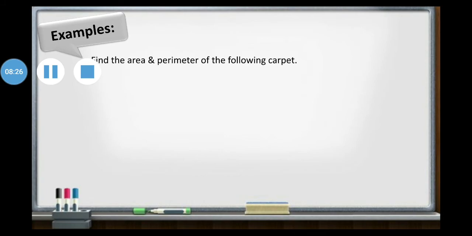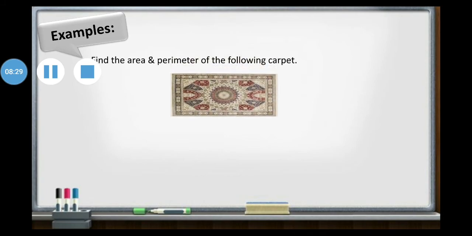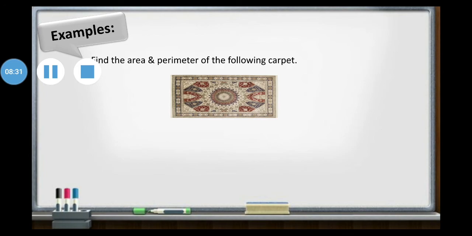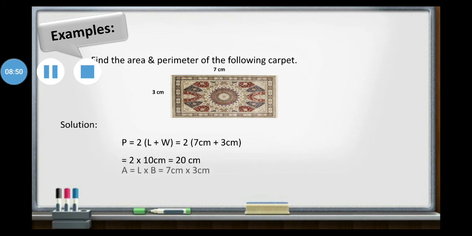Now let's practice one more example. We have a carpet. It's in the form of a rectangle. Its length is 7 centimeter and width is 3 centimeter. To find out the perimeter, we have to use the formula 2 into length plus width. We add length and width and double it and we get 20 centimeter. For area, we multiply length and width and we get 21 squared centimeter.